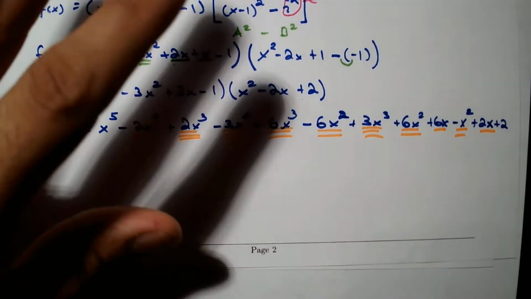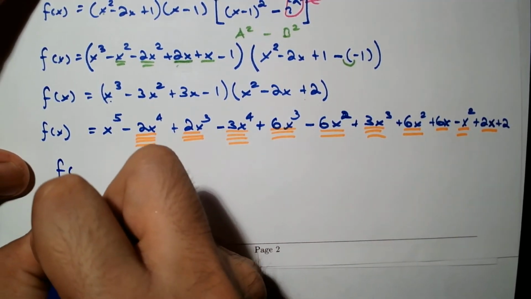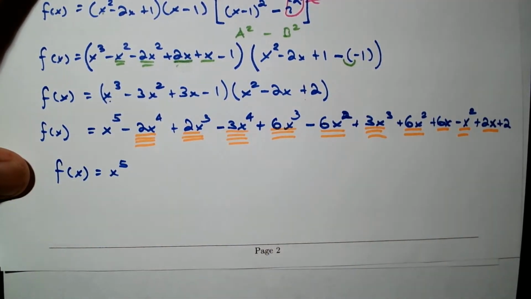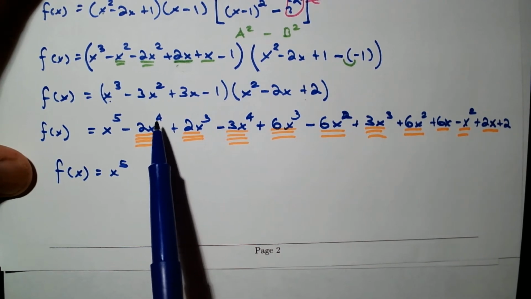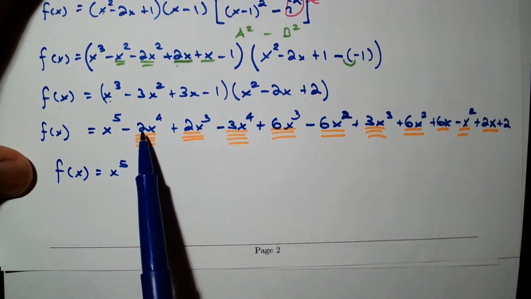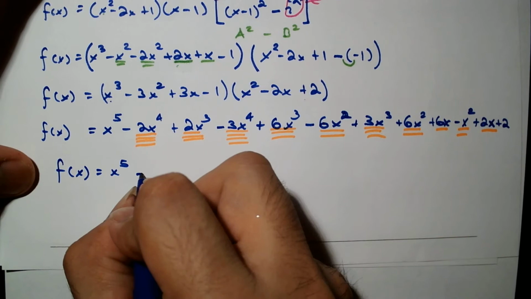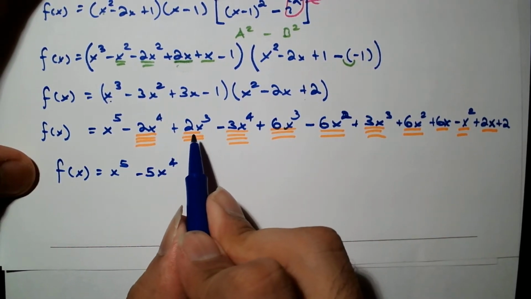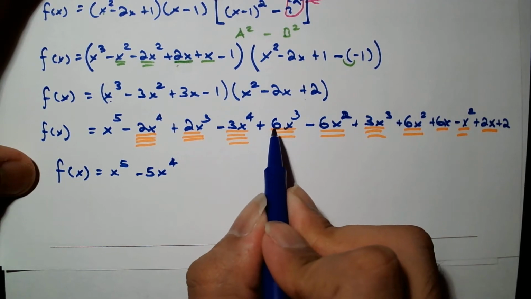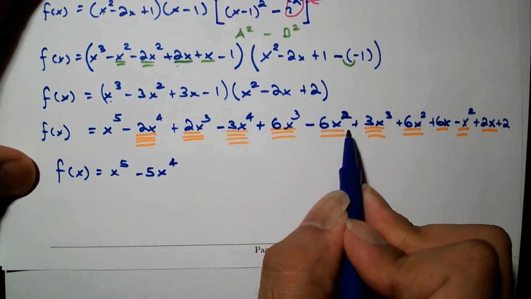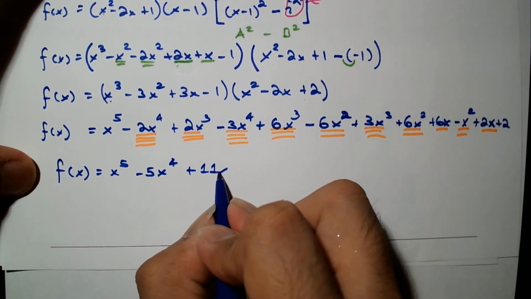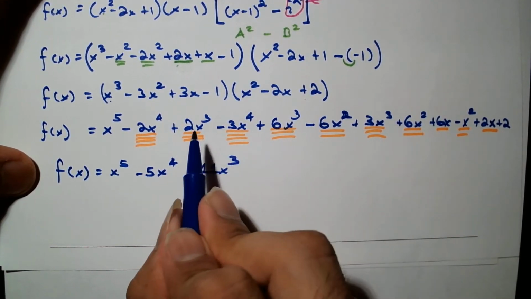So what's next? Let's combine like terms this time, f of x, and we're done with this. So x to the fifth. And okay, what about the quartic terms? So negative 2 minus 3, that's a negative 5, x to the fourth power. Then what about the cubic term? So that's 2 plus 6, that's 8. 8 plus 3 is 11, x cubed. What about the quadratic term?